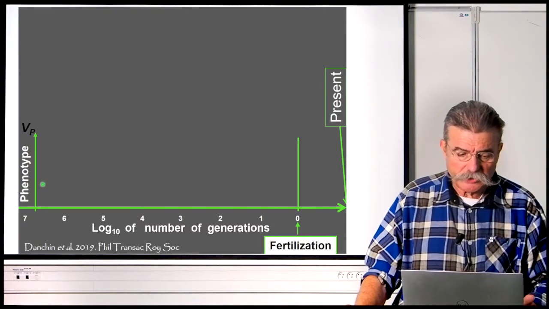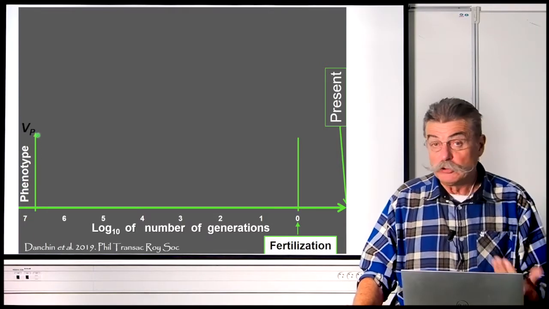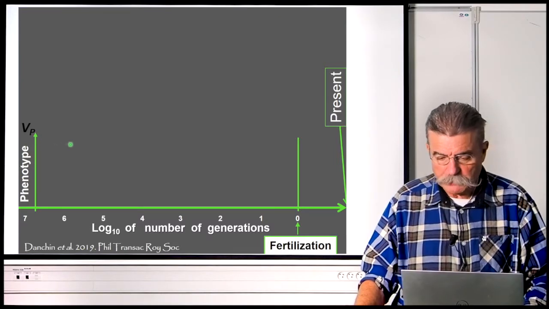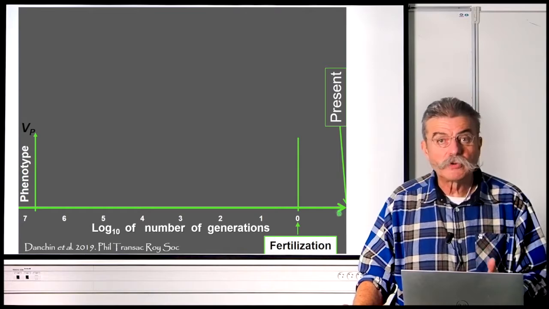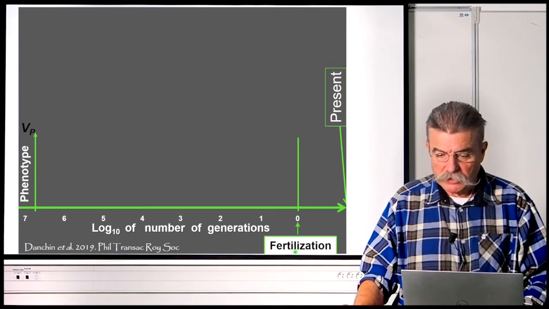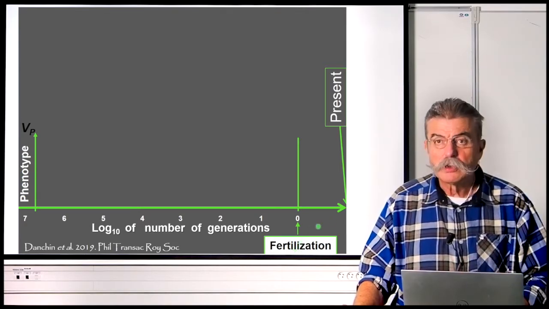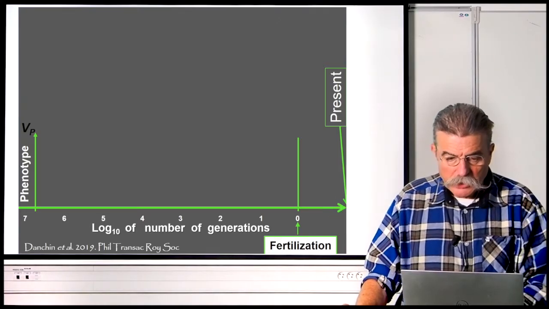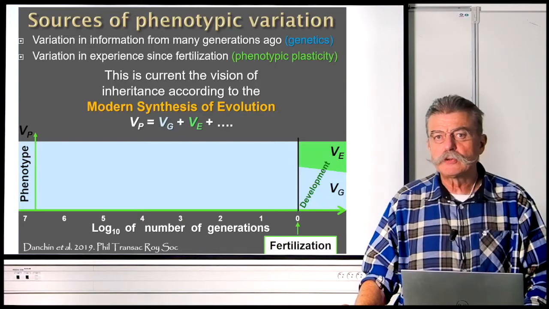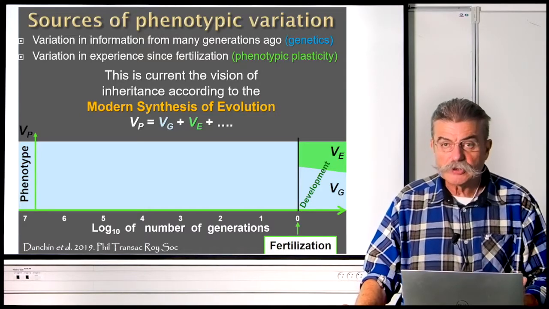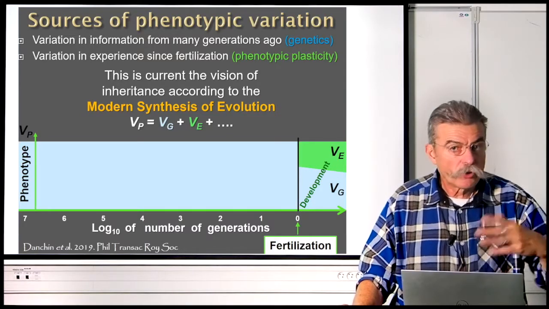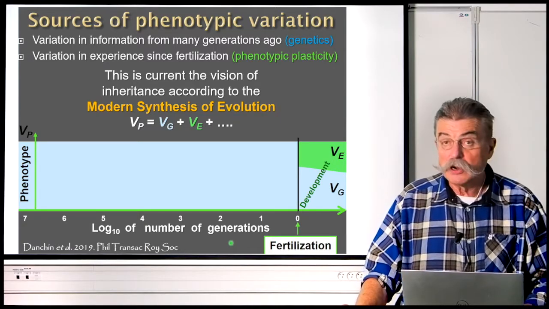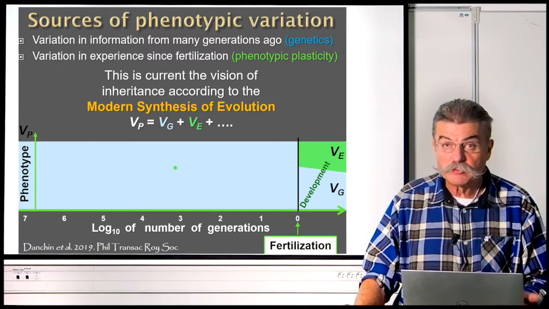And on the y-axis, you've got the phenotypic variation, what we've been discussing during the first part of this lecture, V sub p. And of course, time 0 is the time of fertilization of the organism we are studying now. It could be you and I, and the present time is here. And we know from what we've said in the first part that within the modern synthesis of evolution, which is the current mainstream vision of the mechanisms of evolution, there are two important components that explain phenotypic variation.